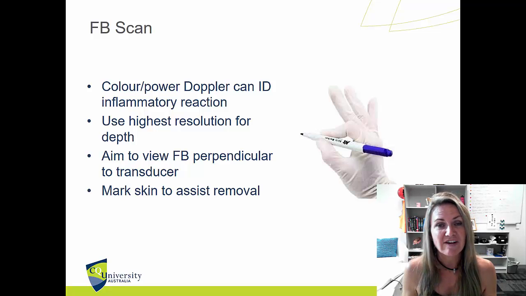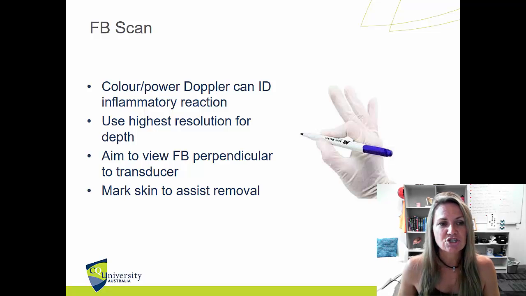And as there's more vascularity, you will have more of a reaction when you put the colour Doppler or the power Doppler on. Now remember the difference between colour and power Doppler. If you've got a very, very small area that you're trying to look at with very low flow, you're going to be using more the power angio Doppler than the colour Doppler, because it's going to be more sensitive for you in trying to detect that inflammatory reaction.